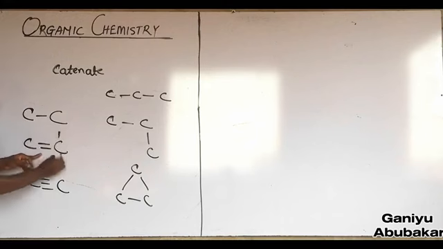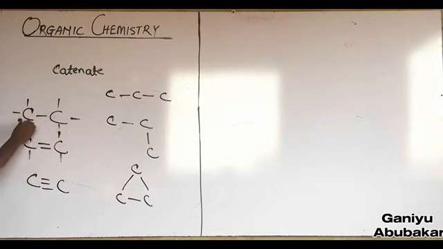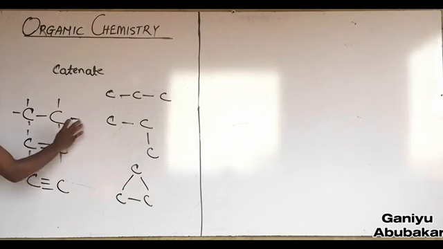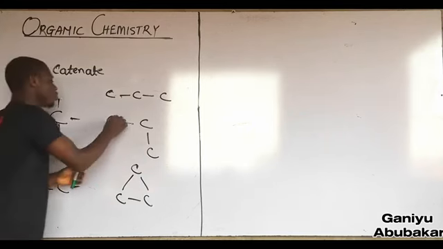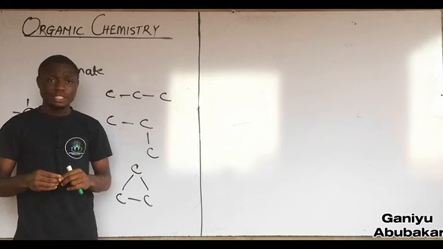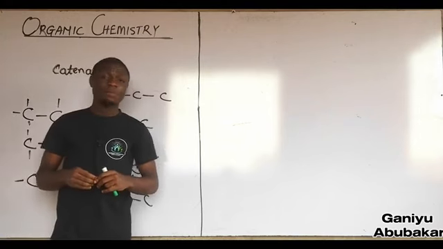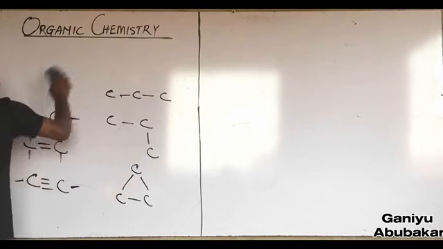This is 1, 2, 3, 4. So carbon can easily combine with one another to form a single bond, double bond, and triple bond, as in this case here. So these are the important reasons why we consider carbon as the major element in the study of organic chemistry. So at this point now, let's discuss some basic terminologies in the study of organic chemistry.